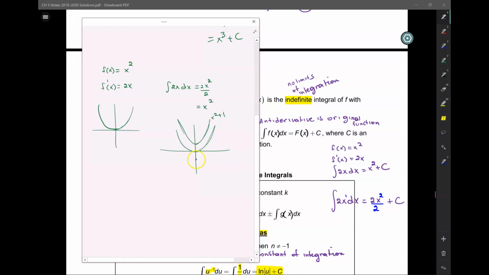It does. Look at this one, like x squared minus 2. Does this not have the same slope as that? It does, right? So when you put the plus c, you are finding every single parabola with slope 2x, because that's what your task was. Okay?